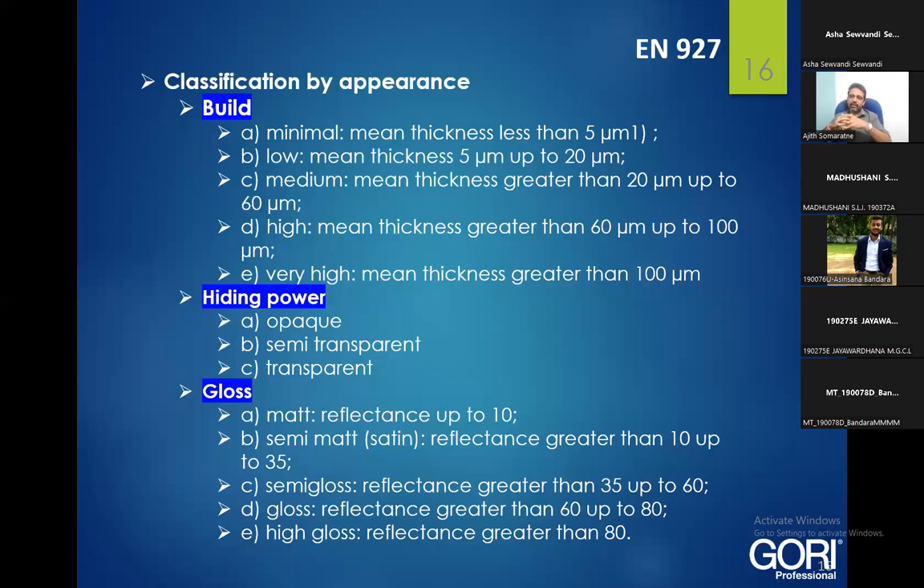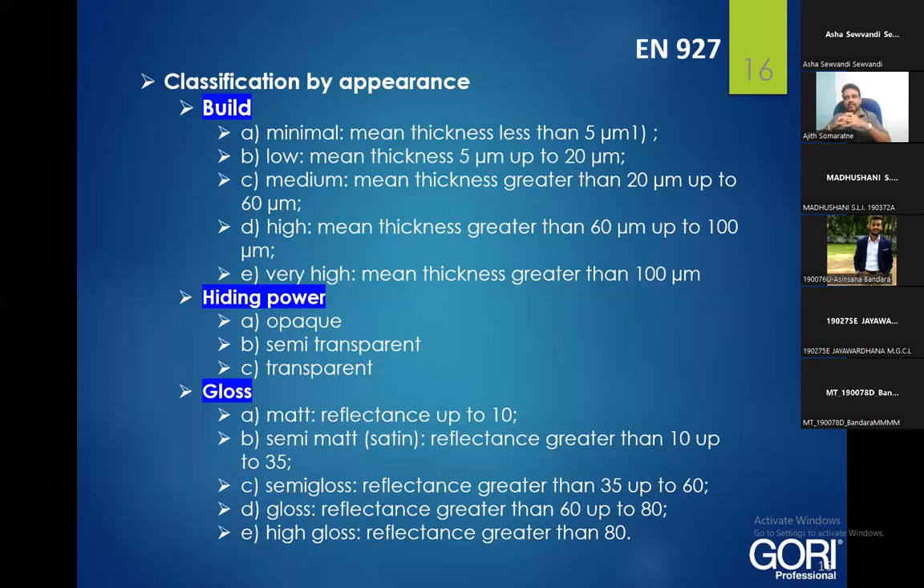Then the second one is hiding power, right? It has three categories: opaque, semi-transparent, and transparent. You have seen that there are some wood parts coated with coatings where you cannot see the wood grain, or you cannot see any wood inside. So it is covered, like some kids' furniture or kids' toys made of wood. They have applied some attractive colors, red or blue, something like that. The wood is almost covered. We cannot see any wood there. This kind of coating we call opaque.